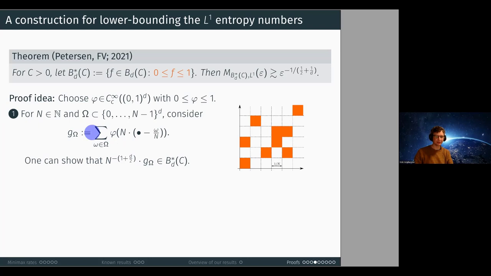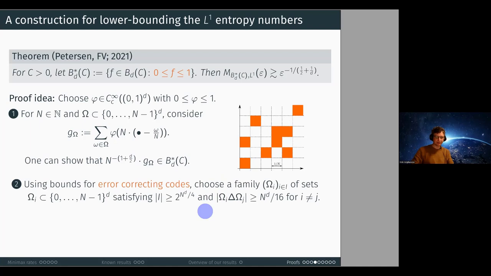Okay, and then using some bounds from the theory of error correcting codes, maybe you could also do it more easily, we show that you can actually choose a large set of such subsets of the unit cube, such that whenever you take two different subsets of these, the symmetric difference has a lot of elements, namely up to a constant factor, up to this factor 16, the symmetric difference has as many elements as the total number of these cubes that there are, right?